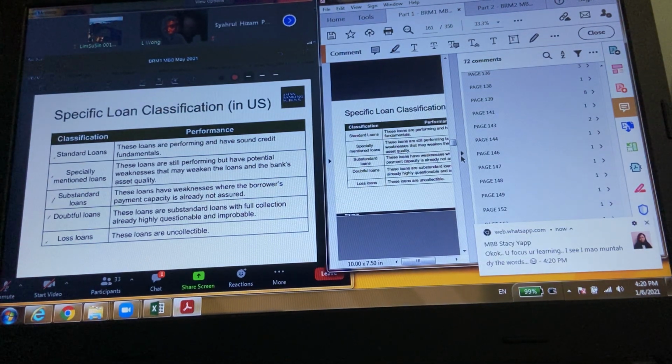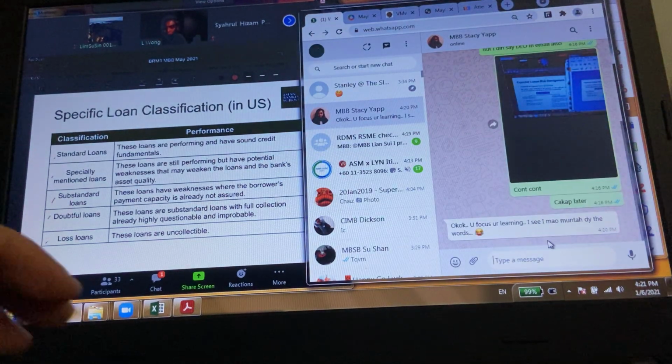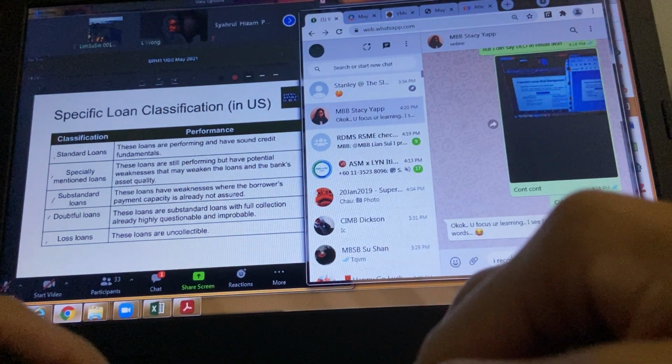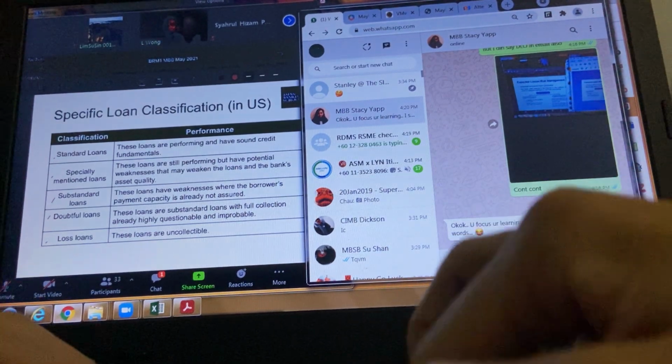Now, what do you mean by that? Standard loans mean the loans are okay, no problem, just a normal loan. So if it's a standard loan, everything is going fine, no specific provision is required. No need, because everything is okay.